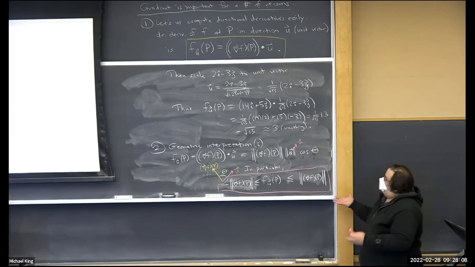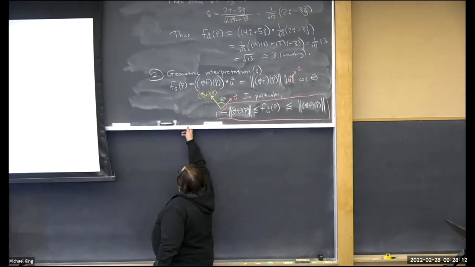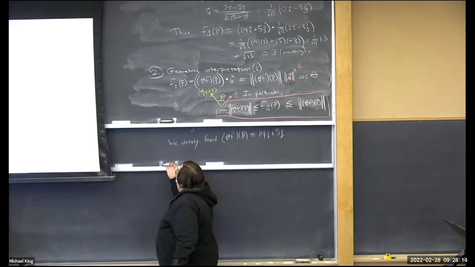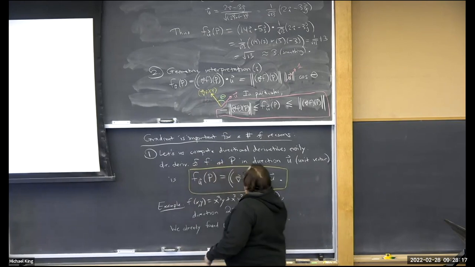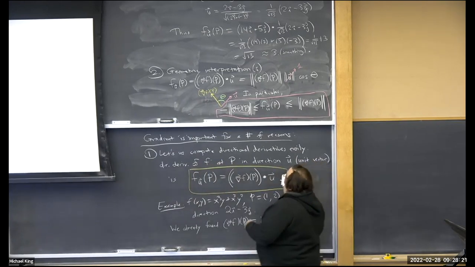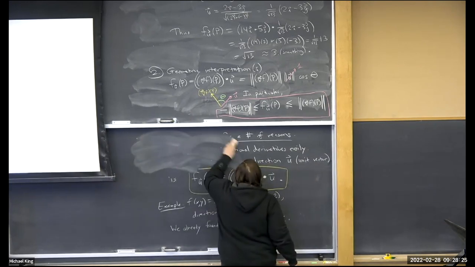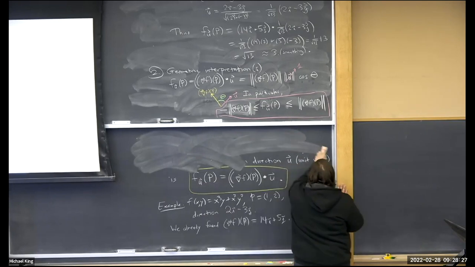So in our example, if we take what we found the gradient was, 14i plus 5j at this point, the max slope is the magnitude of that.